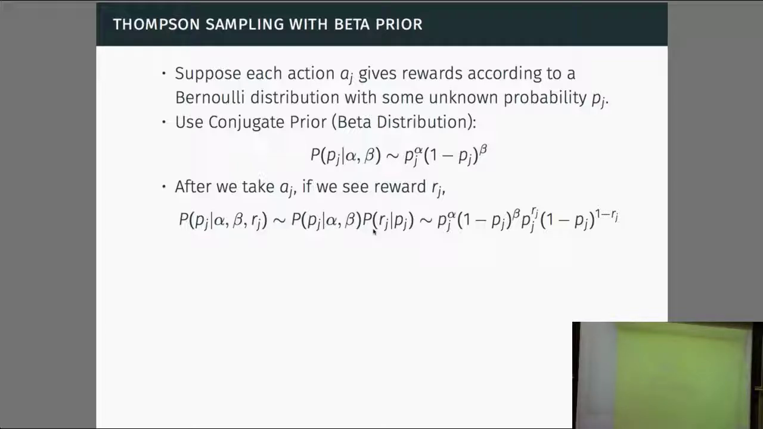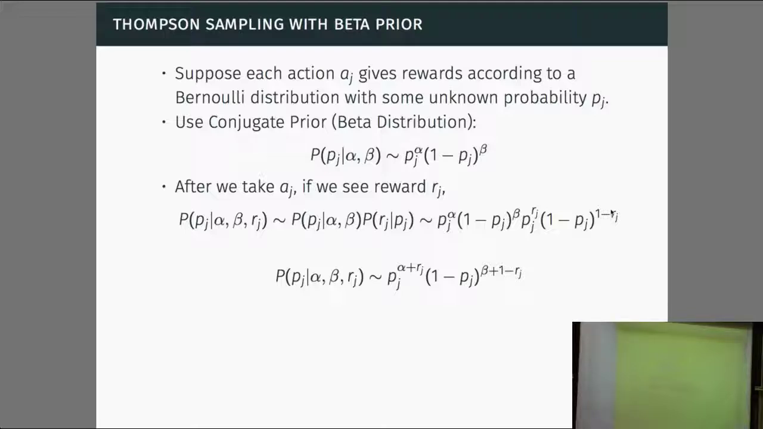Okay, and then what is the probability of sampling R sub j given P sub j? It just follows a Bernoulli distribution. So if R sub j is 1, it's P sub j, and if R sub j is 0, it's 1 minus P sub j. And we can write that as P sub j to R sub j times 1 minus P sub j to 1 minus R sub j, because either one of them is going to be 1 or 0, and that will basically pick out whether we want P sub j or 1 minus P sub j.